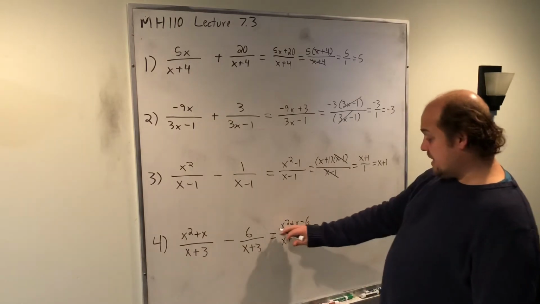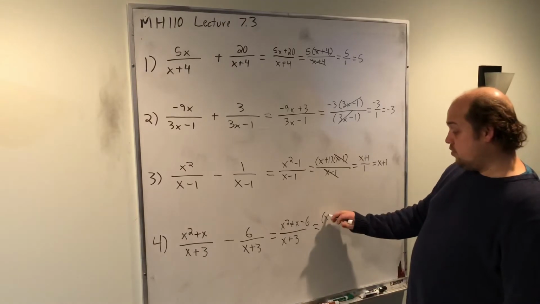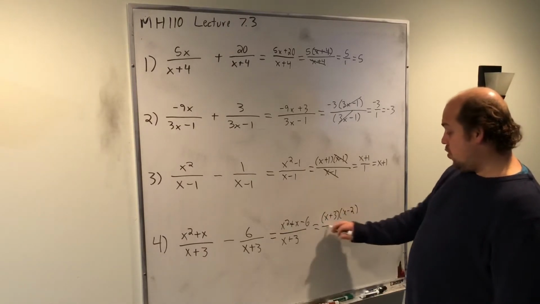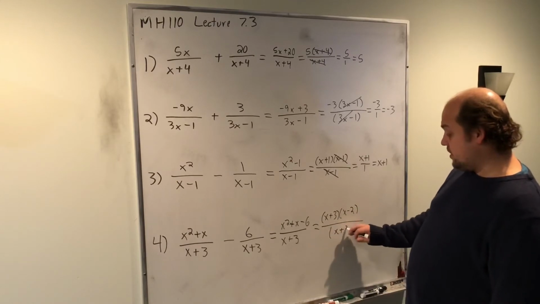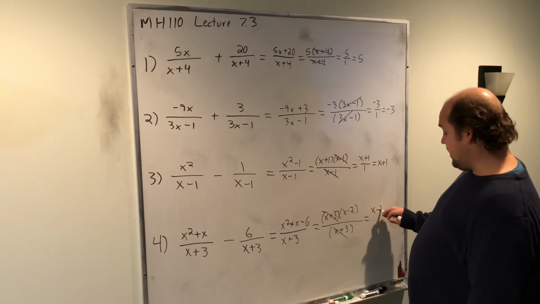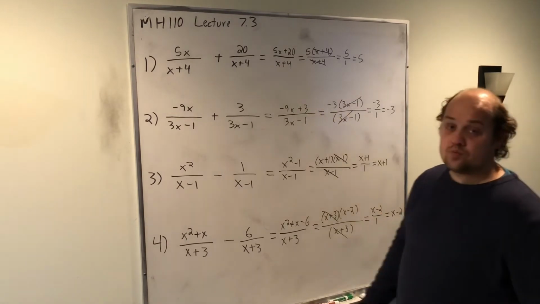I now see the top is a trinomial that can be factored. Specifically, it can be factored into x plus 3, x minus 2. On bottom, we already had an x plus 3, so when that factor goes away, we're left with x minus 2 over 1, which just becomes x minus 2.